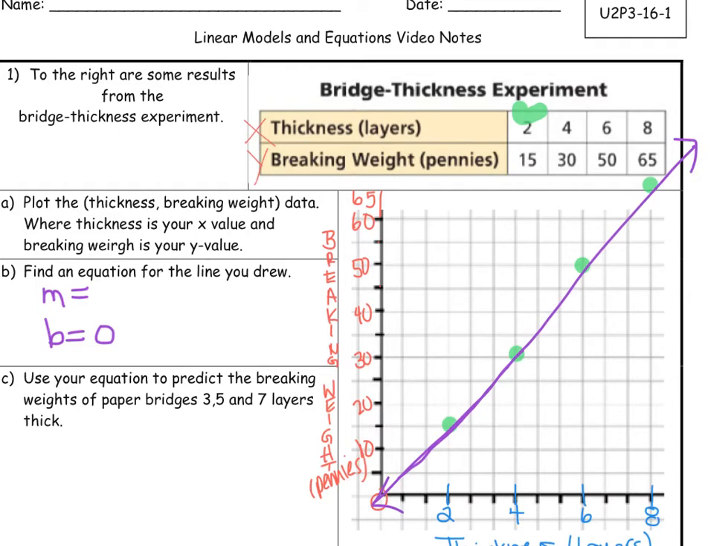And then to find our slope, we want to use rise over run. And our y-axis is counting by 5, so it's 5, 10, 15. And then our x-axis, we're going from 2 to 4, which is from here to here. So our run is 2. So our slope is about 15 over 2. And again, this is an estimation, or about 7.5. So to write our equation, it would be y equals 7.5x plus 0. We can leave out the plus 0.